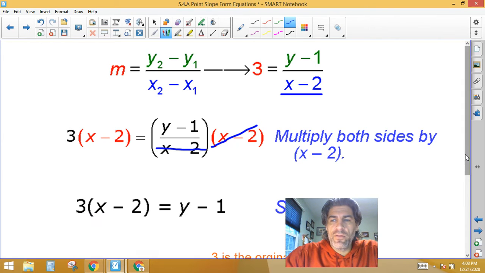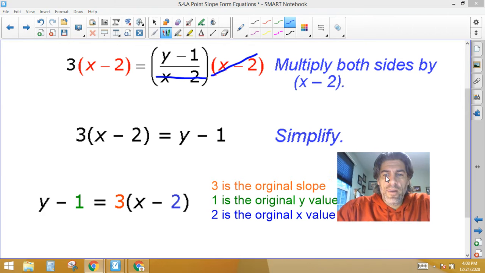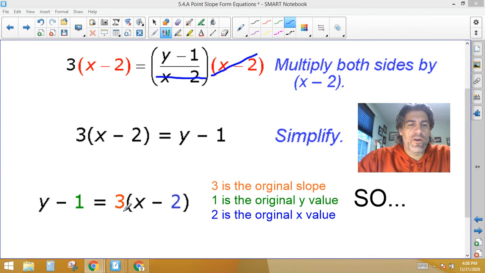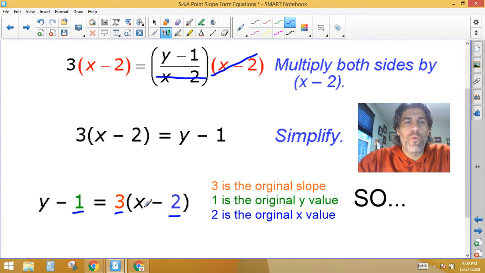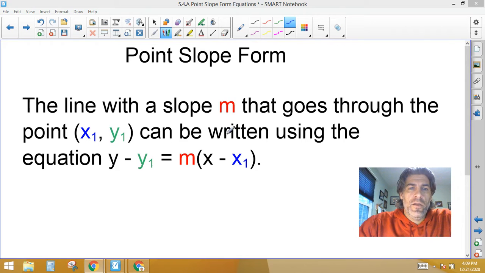And we are left with 3 times (x minus 2) equals y minus 1. That's what we did. We simplified it. If I look at this equation right here, the number out in front, 3, is my original slope. 1 is my original y value, which is subtracted from a y. 2 is the original x, which is subtracted from the x. This leads us directly to the point-slope formula.